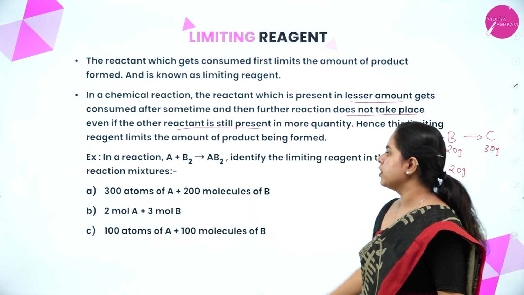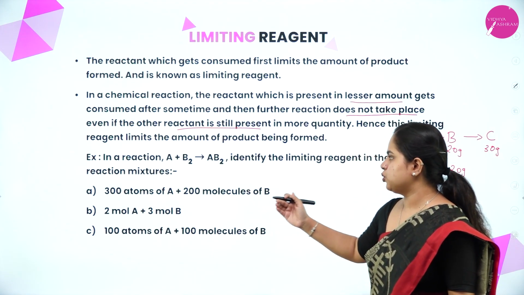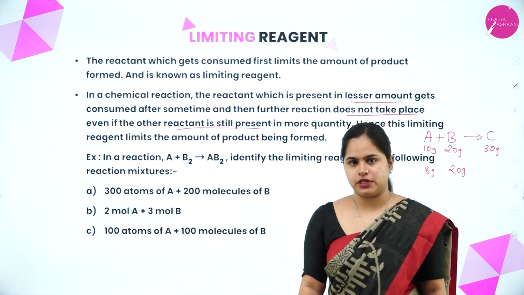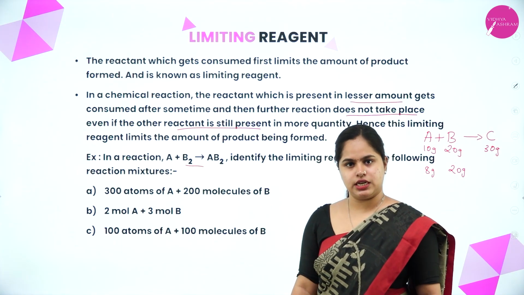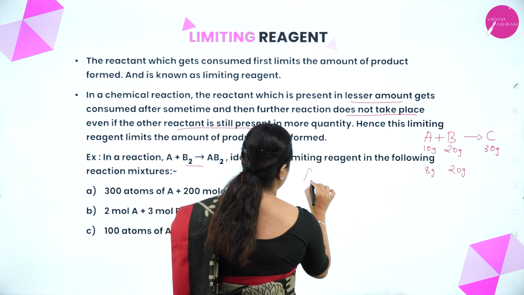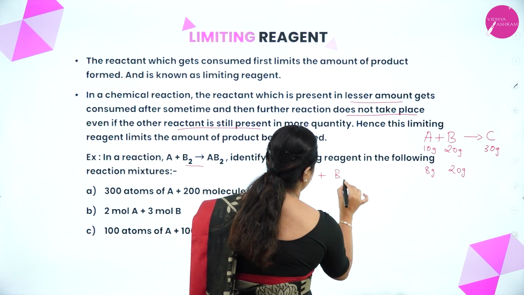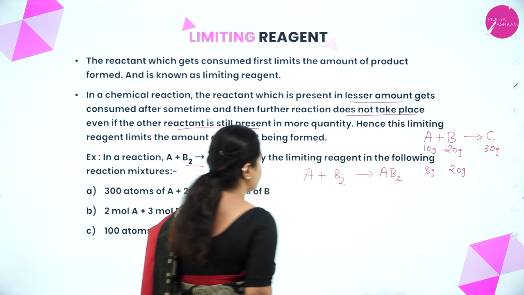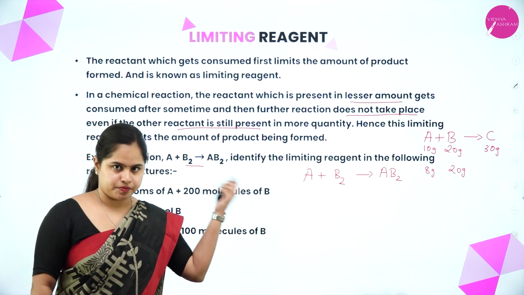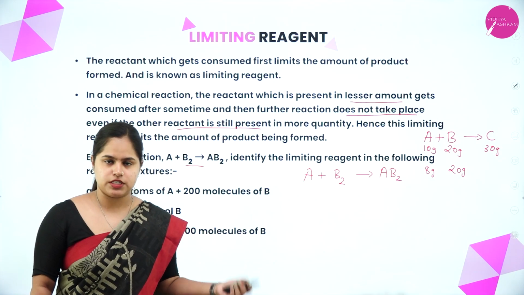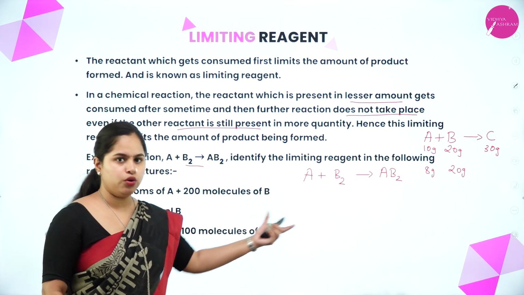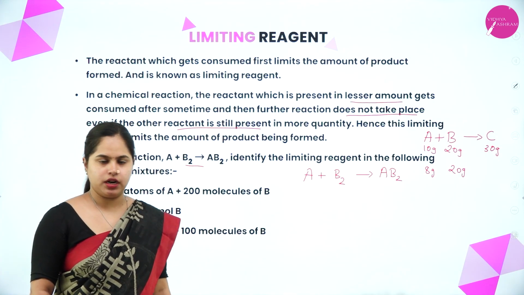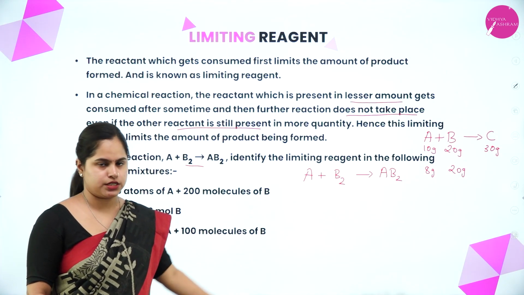Let's take an example. In a reaction, A plus B2 giving AB2, identify the limiting reagent in the following reaction mixture. So, your chemical reaction is given here, that is A plus B2 gives AB2, right? In the last topic, when we studied stoichiometry, now you know how you can obtain information from this balanced equation, right? Is this a balanced equation? Yes, it is a balanced equation.